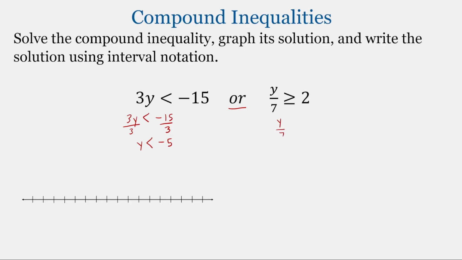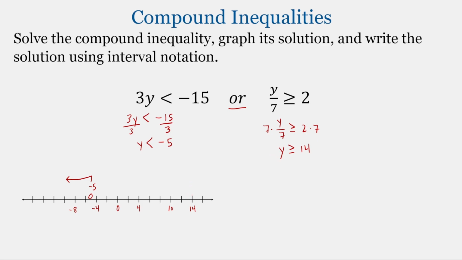Then we have y divided by 7 greater than or equal to 2. So we're going to multiply both sides by 7. We end up with y greater than or equal to 14. So graphing this, we have y less than negative 5. So on this number line, negative 5 is going to fall between two grid marks. So we're going to put an open circle here. And I'm going to go ahead and label this as negative 5. And this is all values less than negative 5.